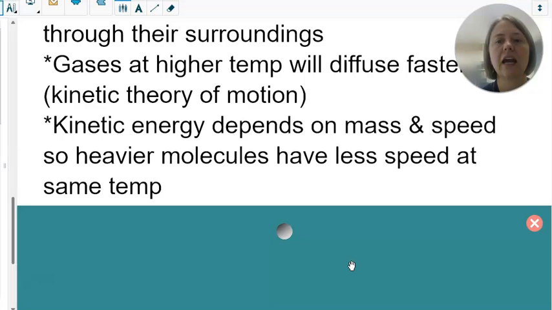Kinetic energy depends on mass and speed. We know kinetic energy is 1/2 mv squared, so the mass and the speed determine how much kinetic energy it has. If you have a heavier molecule, at the same temperature it's going to have the same kinetic energy. So if mass goes up, speed goes down. Heavier molecules have less speed at the same temperature, so heavier molecules are going to diffuse slower than light molecules.